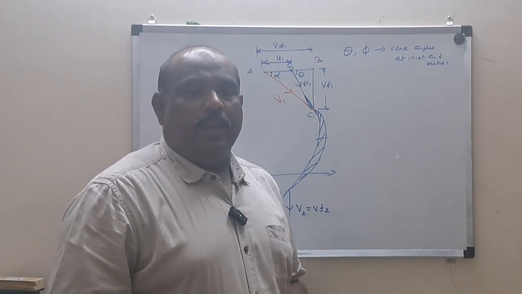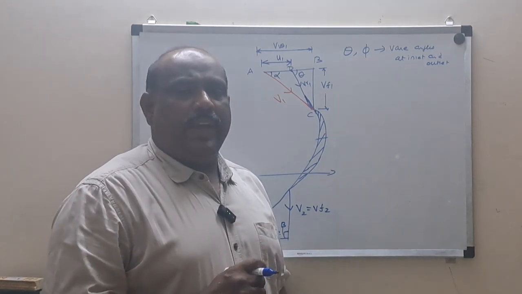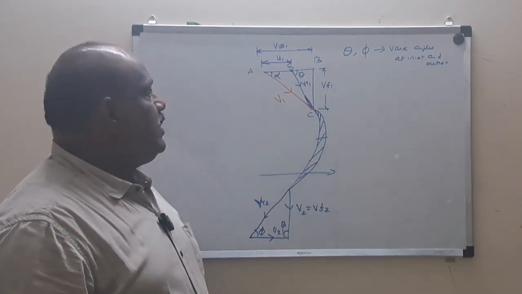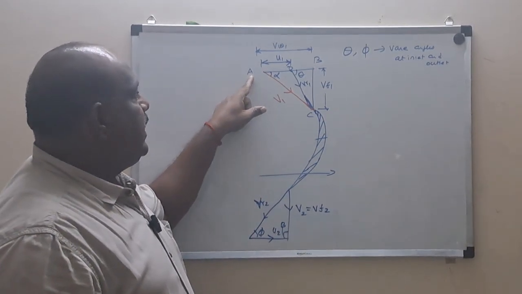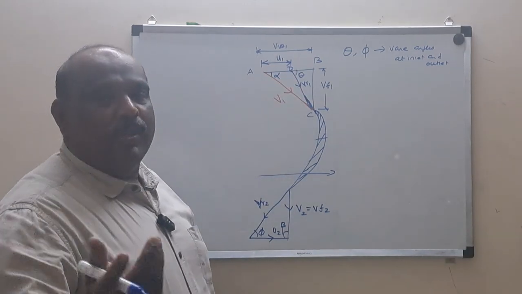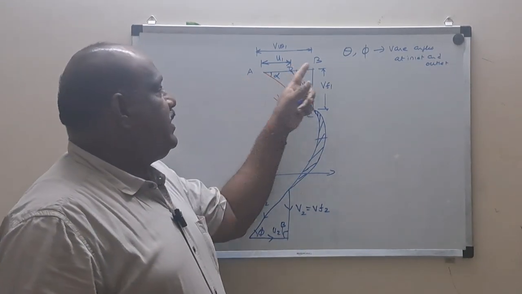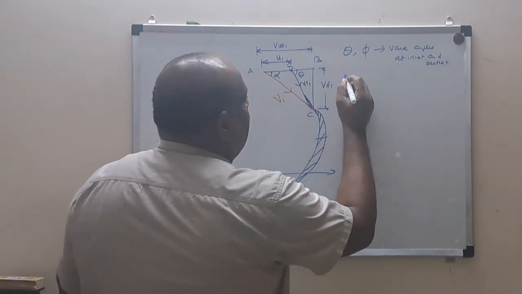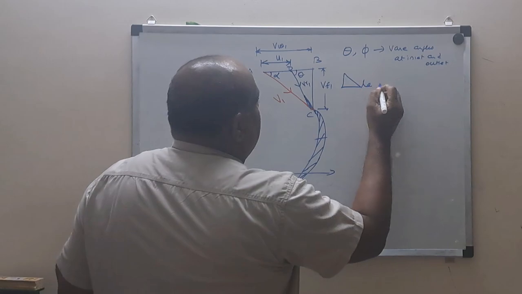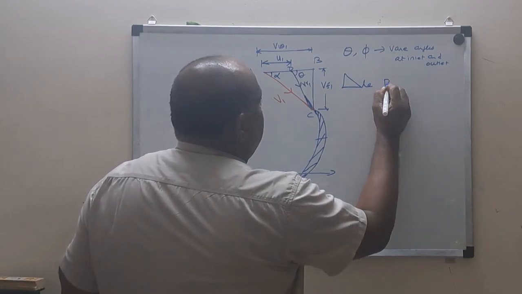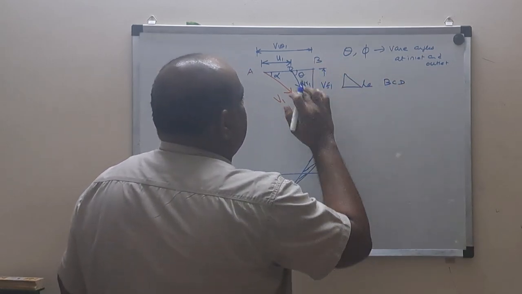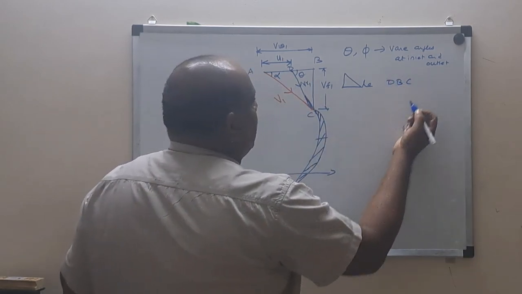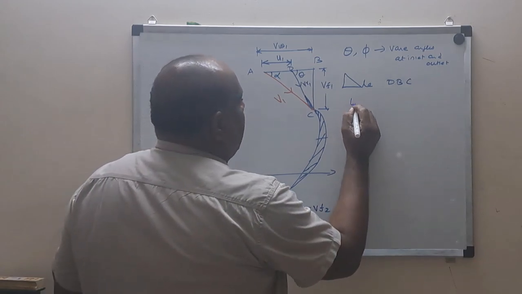Dear students, we are almost at the end, and we will try to find some mathematical expressions based on the inlet and exit velocity triangles. Let us name the inlet velocity triangle as A, D, B and C. You can even keep A, B, C, D. Nothing wrong in the notations. Now let us take the right angle triangle BCD, or we can call it DBC.